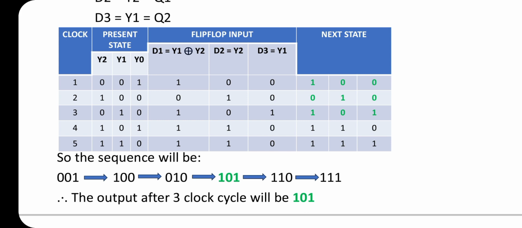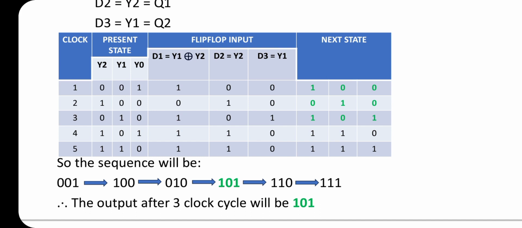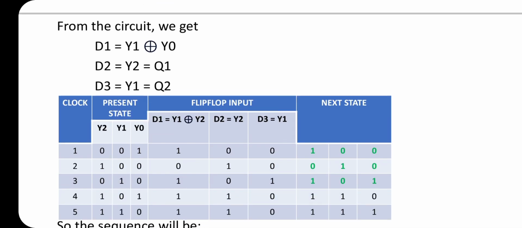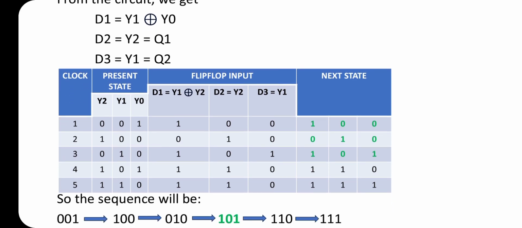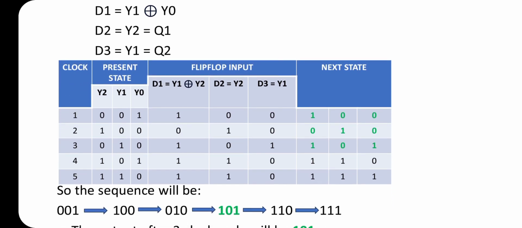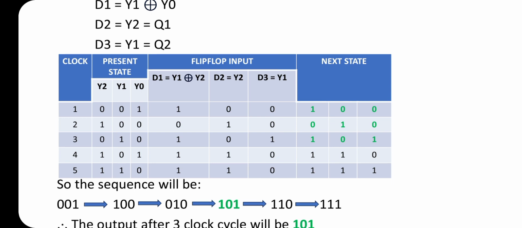Here the present state is 0, 0, 1. After XORing y1 and y0, sorry, it is y1 and y0. D1 equal to y1 XOR y0, 0 XOR 1, we get 1, and D2 equal to y2, 0, D3 equal to y1, 0. This is just to copy the statement as the next state and consider it as the present state in the second clock.